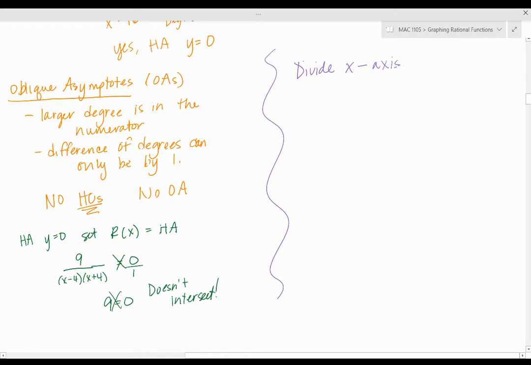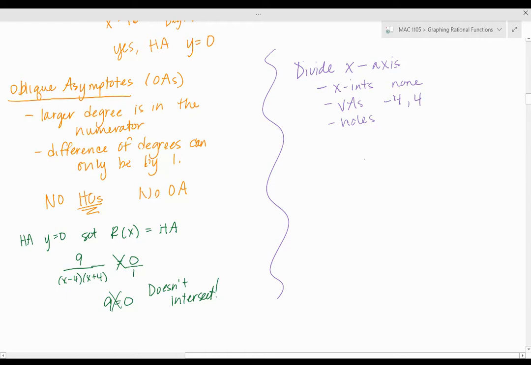Okay, using the following points: if you have any x-intercepts, any vertical asymptotes, and if you were to have any holes. We haven't gotten to the holes yet, so don't worry about that right now. So we had no x-intercepts, we had two vertical asymptotes at -4 and +4, and we had no holes.